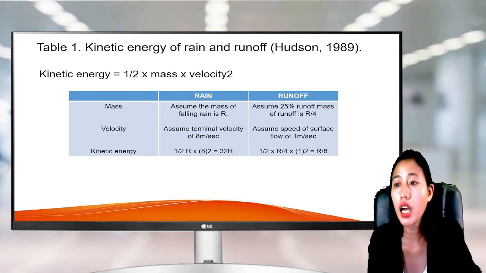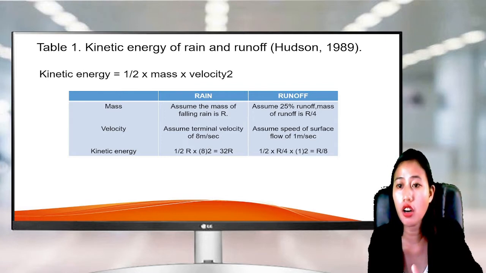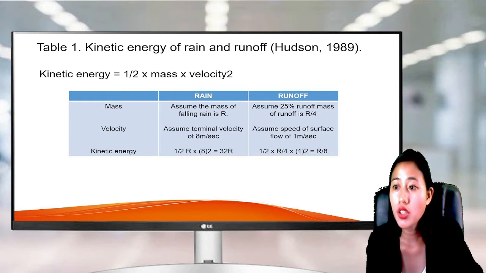For velocity, assume a terminal velocity of 8 meters per second for rain, and assume a speed of surface flow of 1 meter per second for runoff. The kinetic energy of rain is 1/2 times R, the mass, times the velocity 8 squared, which is equal to 32R. For runoff, it is 1/2 times R over 4 times 1, the velocity squared, which is equal to R over 8.